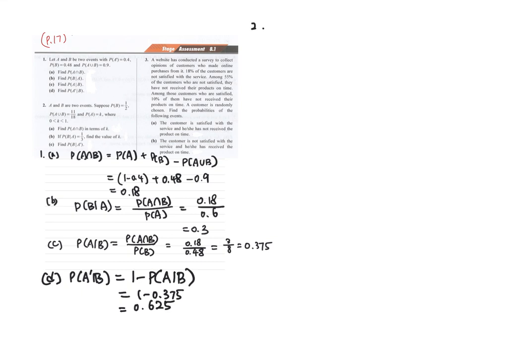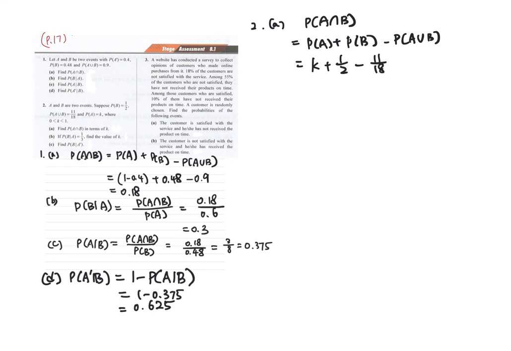And then question number 2. A and B are two events, and the probability of A is equal to K. So part A, you have to find the probability of A and B. This is probability of A plus probability of B minus the probability of A union B. So this is K plus 1 over 2 minus 11 over 18. So in this case we can write it as K minus 1 over 9.